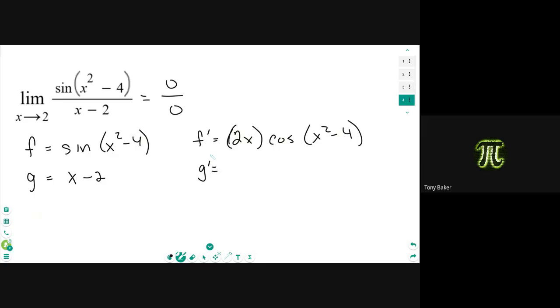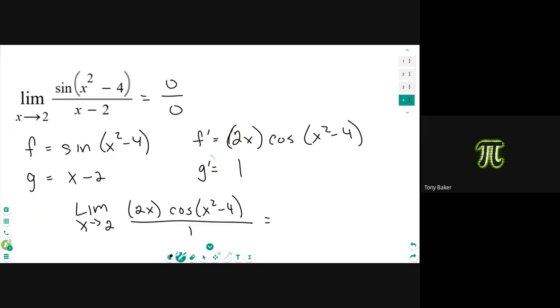Okay, you have to do the chain rule for this one because there's something inside of the sine. That's where that 2x came from. And then sine becomes cosine, so it's cosine of x squared minus 4. What's the derivative of x minus 2? Just 1. So now I'm looking at the limit as x goes to 2 of 2x cosine of x squared minus 4 over 1.